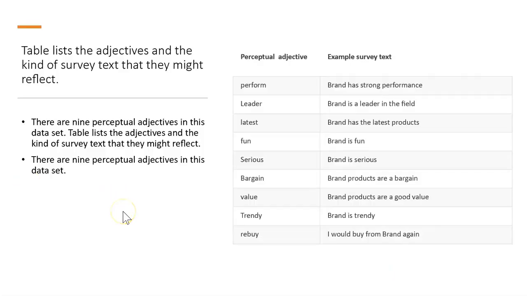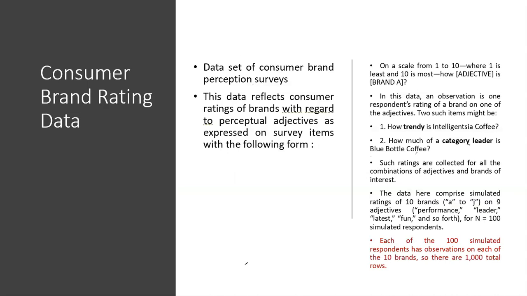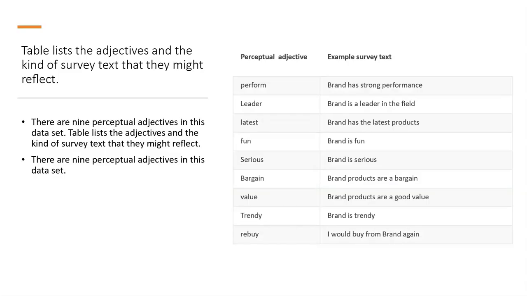So this table shows the adjective and the kind of survey text that they might reflect. Perform: brand has a strong performance; leader. Basically, this is a shortcut. This is just the perceptual adjective we are taking here. But while asking this question, we asked it like whether brand A has strong performance on a scale of 1 to 10. How much would you rate on performance?